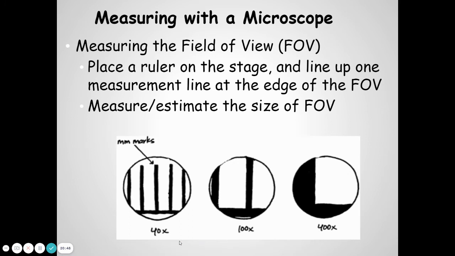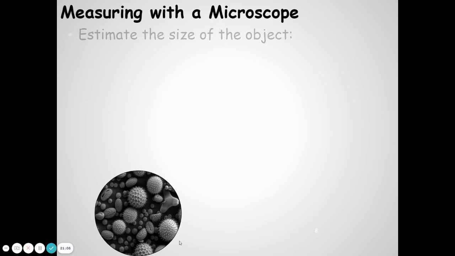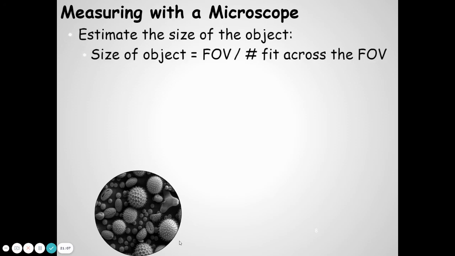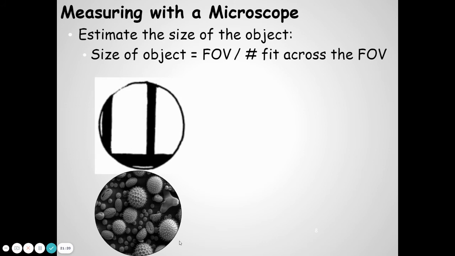Sometimes you want to figure out how much of an area am I seeing in the microscope. What you can do is look at a transparent ruler on the stage and measure it. If you put a transparent ruler, you can see how many millimeters across your microscope field of view is. You could also estimate how big objects are. If you know the field of view is a certain width, and you figure out how many things that you're looking at fit across, you can figure out how big each of them is.